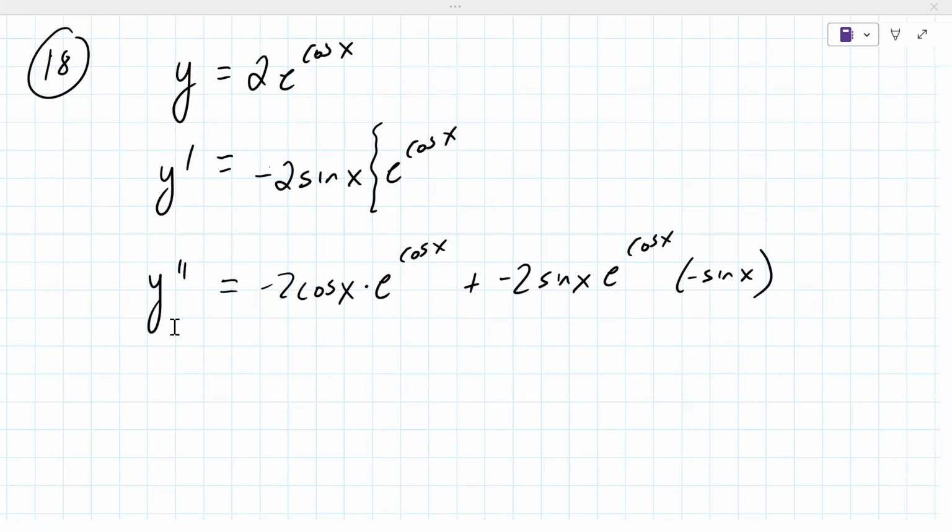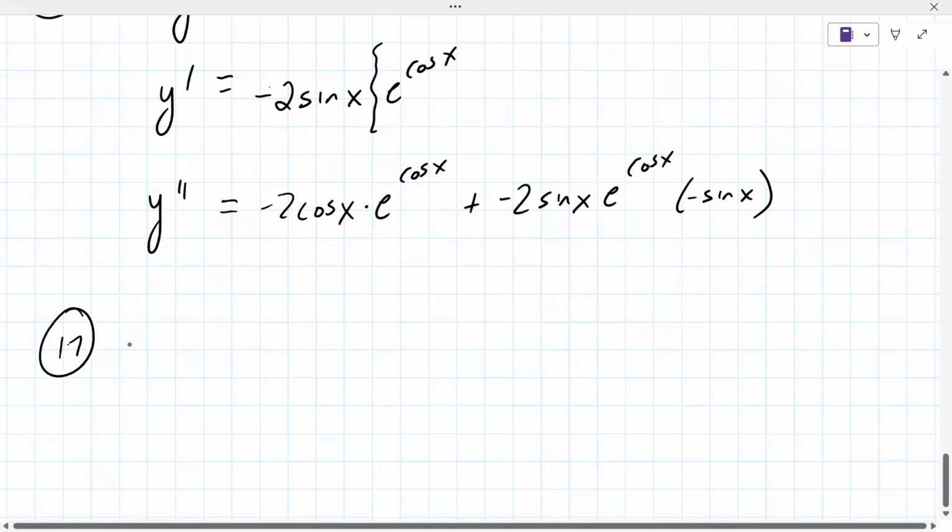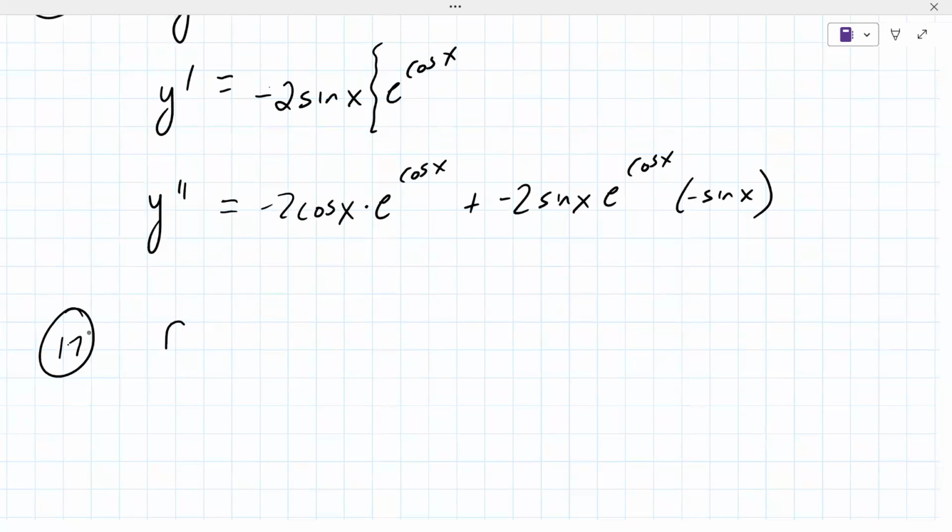Parallel tangent lines. All right. So another 17. Was the numbering updated? Well, I guess you'll find out tomorrow. Yeah, I don't know.